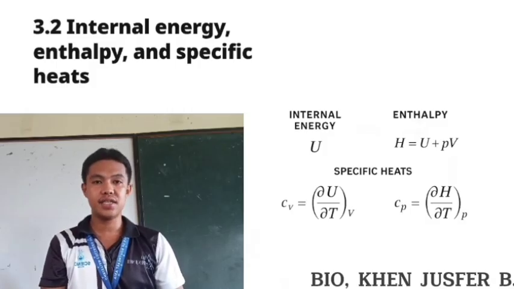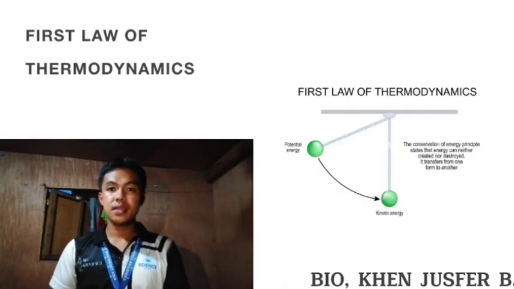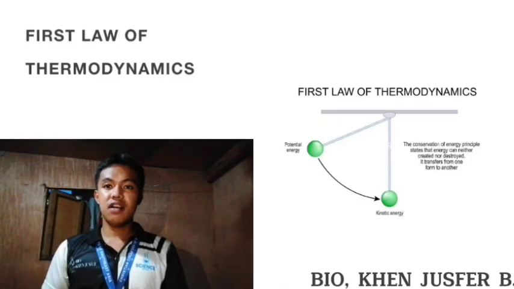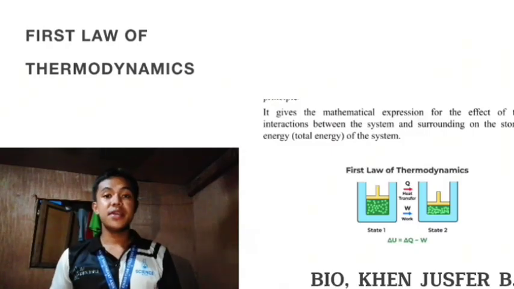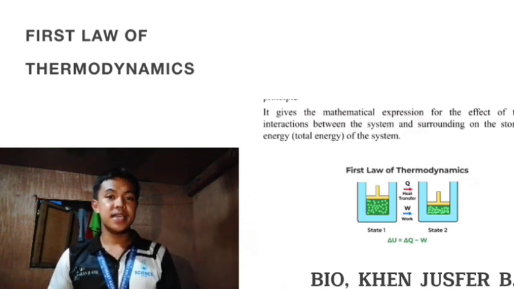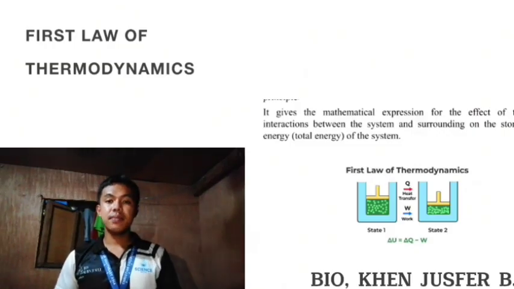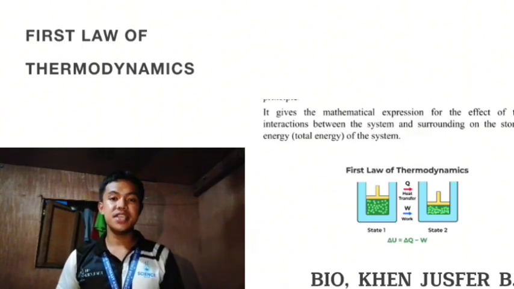and energy conservation. So now let's proceed to another chapter, chapter 4, entitled The First Law of Thermodynamics. The first law of thermodynamics for a control mass undergoing a cyclic process. The first law of thermodynamics is based on the conservation principles. It gives the mathematical expressions for the effect of the interactions between the system and surroundings on the stored energy or the total energy of the system.